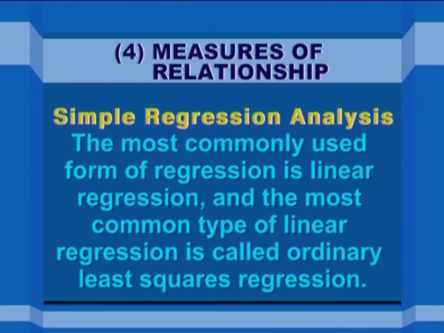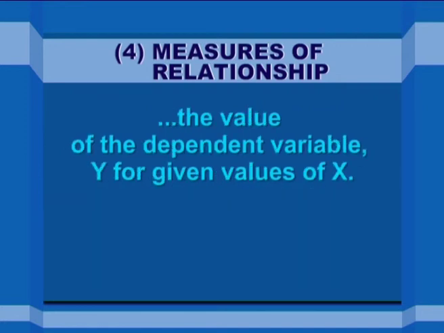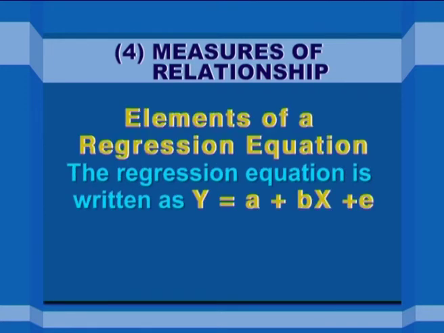Simple regression analysis. The most commonly used form of regression is linear regression, and the most common type of linear regression is called ordinary least squares regression. Linear regression uses the values from an existing data set consisting of measurements of the values of two variables, variable x and variable y, to develop a model that is useful for predicting the value of the dependent variable y for the given value of the independent variable x.